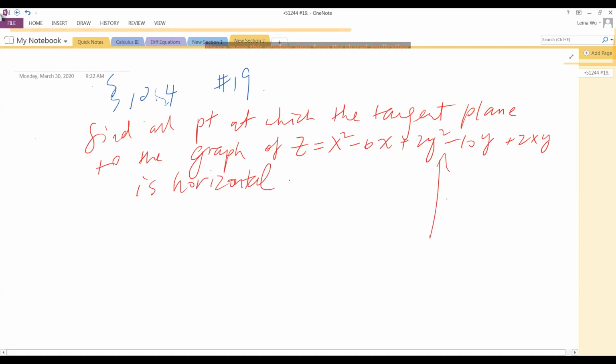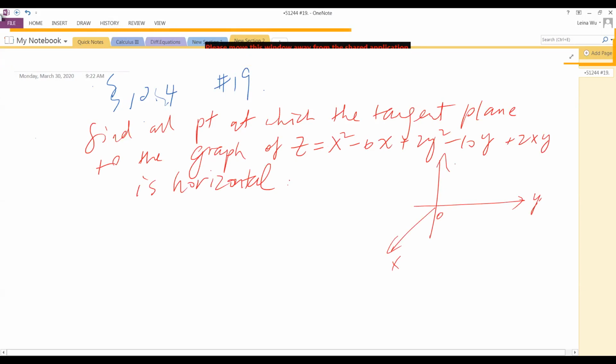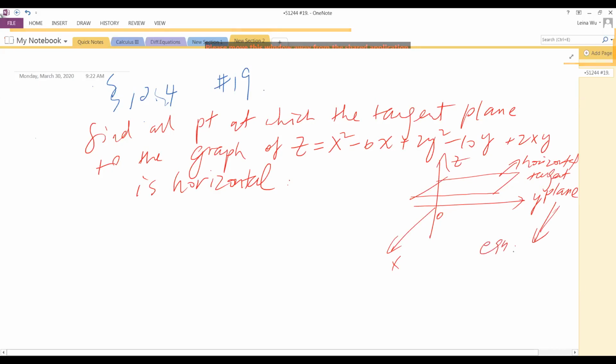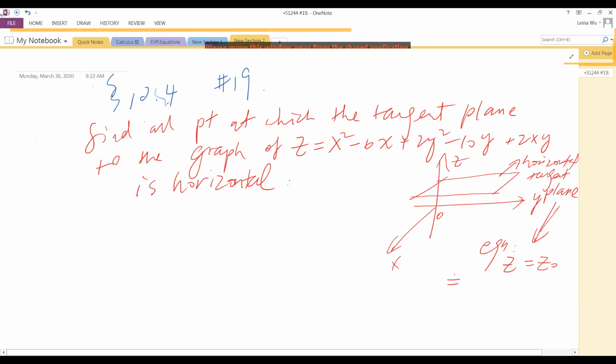Okay, so think about it: this is x, y, z. Suppose you have a certain horizontal tangent plane. For this horizontal tangent plane, its equation has to be z equals a certain constant. Make sense? So it would be horizontal, which means it's equivalent to z minus z sub 0 equals a constant on the right-hand side, which is 0.